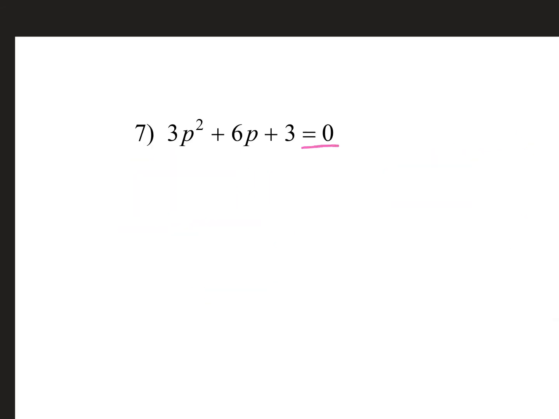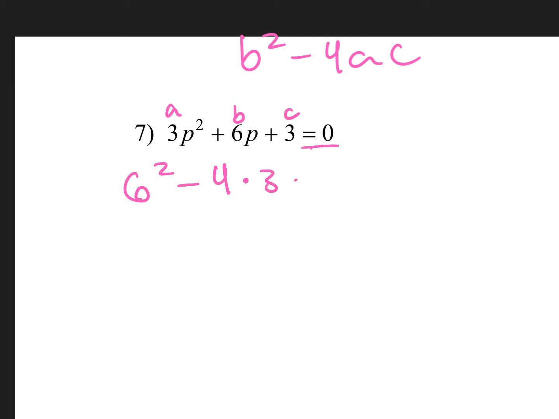So 7 is already equal to 0, so we can just go ahead and list our A, B, and C. We don't have to move anything around first. So what's A? A is 3. What's B? And what's C? Awesome. So let's plug it in. Our formula is b squared minus 4ac. So b squared would be 6 squared minus 4 times 3 times 3.